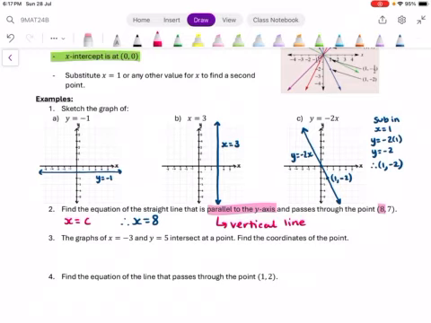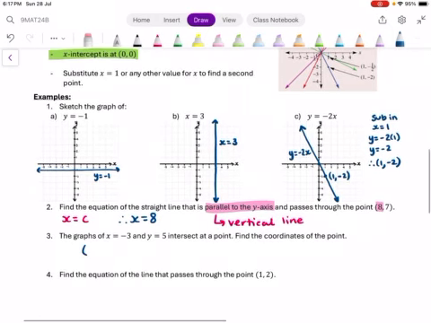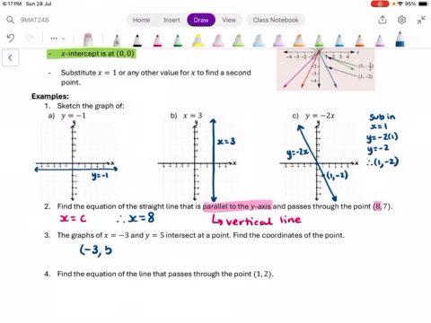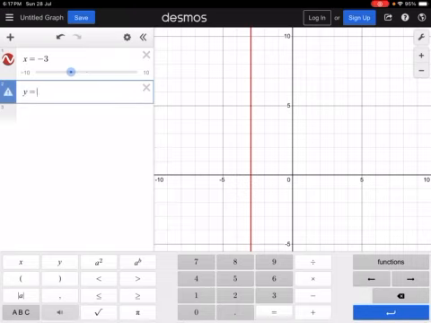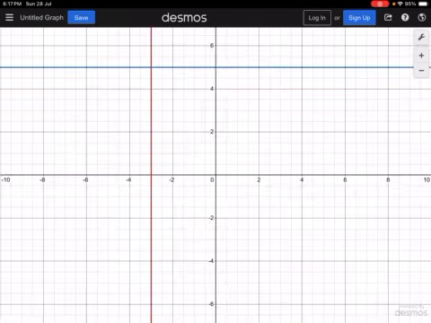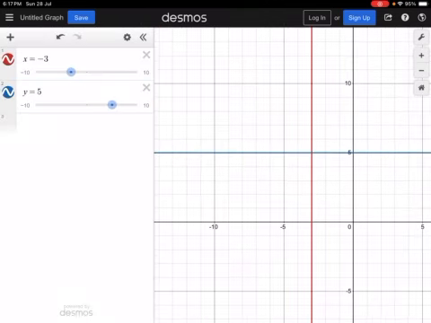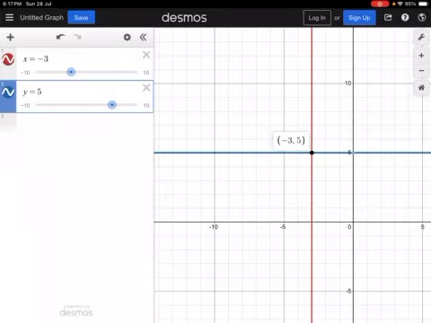For example 3, we have the graphs of x equals -3 and y equals 5, and they intersect at a point. We want to find the coordinates of the point. So it's as simple as saying that the coordinates of the point are our x value of -3 and our y value of 5. Now we can look at this on Desmos, which is a graphing calculator or graphing tool. If we graph these lines, x equals -3 and y equals 5, we see that the coordinates of where they join together is this coordinate here of (-3, 5).